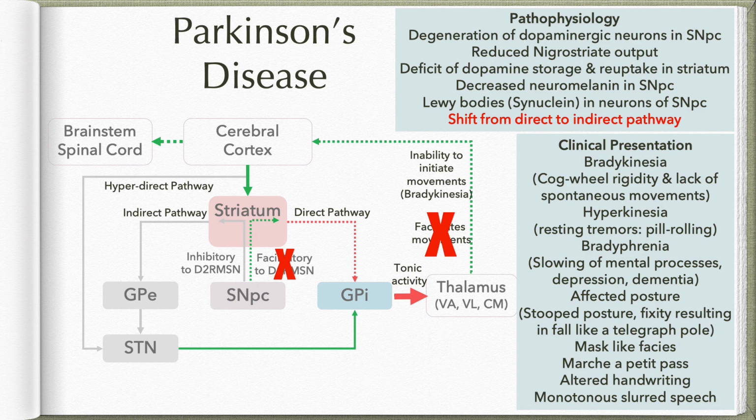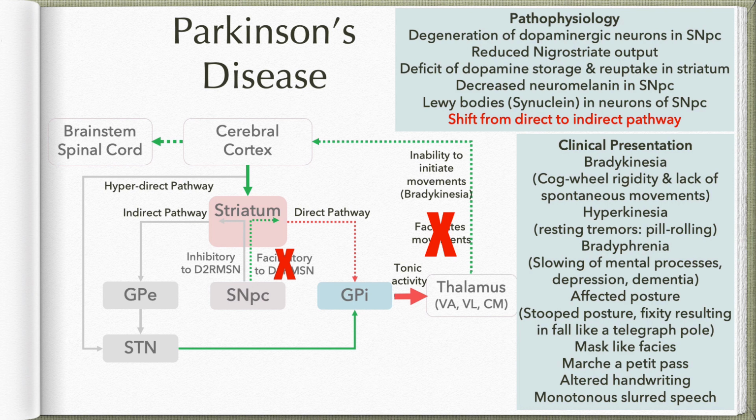He will also show mask-like facies. His face will be absolutely devoid of expressions. That is because of involvement of limbic loop. We'll talk about it next. There's going to be slow and shuffling gait, which has small steps, and they will be propulsive in nature. That is what is known as marche à petits pas.